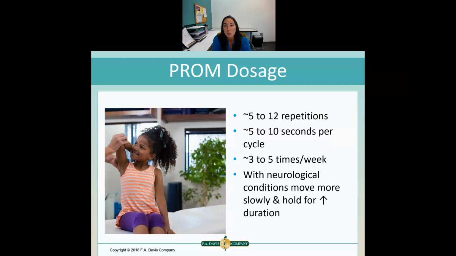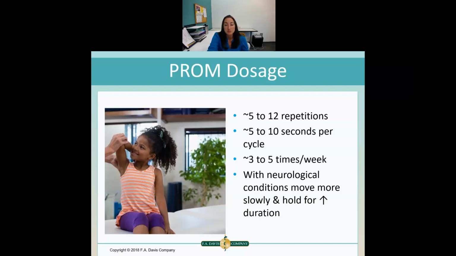Typically we want passive range of motion done 3 to 5 times a week. For somebody in, say, a coma, where they're not moving at all unless you're moving them, ideally at least once a day. So with neurological conditions and extreme cases, the dosage would change for those patients.